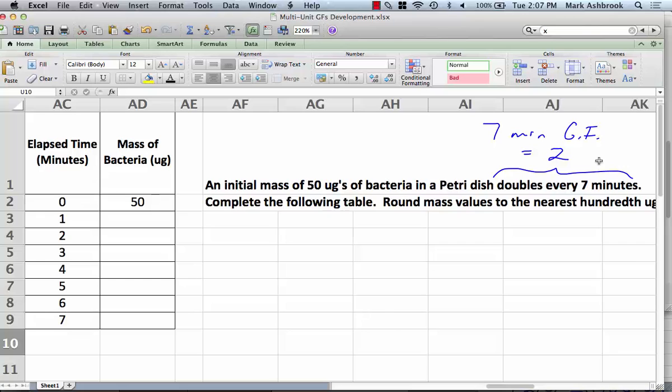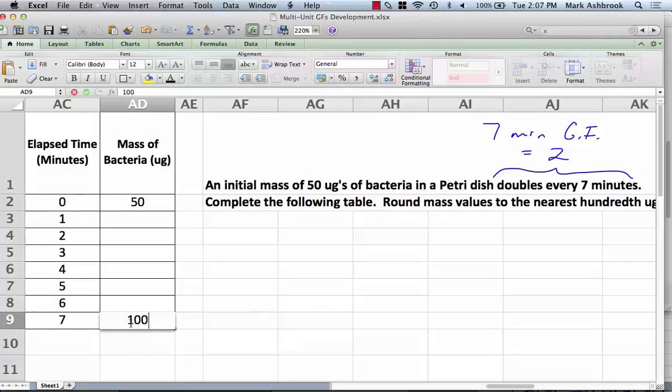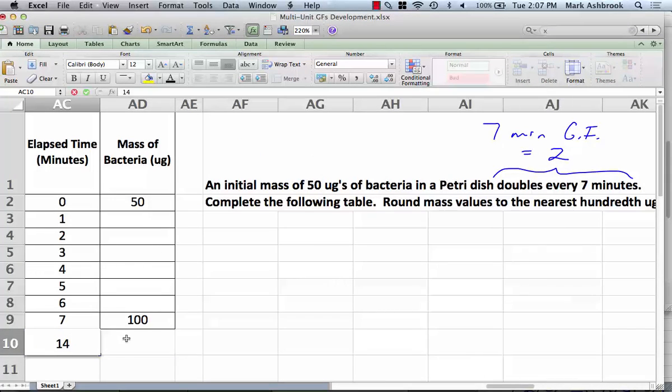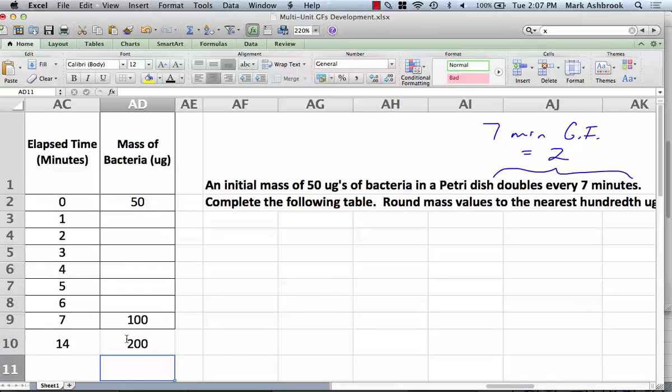All right, so does that give us any values in the table right off the bat? After 7 minutes, we know that we have? And what about after 14 minutes? All right, so we've got this 7-minute growth factor is 2. It's doubling. But what we'd really like is the 1-minute growth factor. So what is the 1-minute growth factor? Any ideas? Audience?